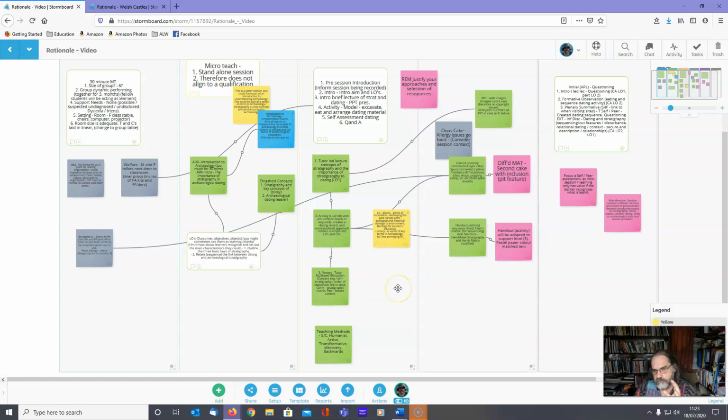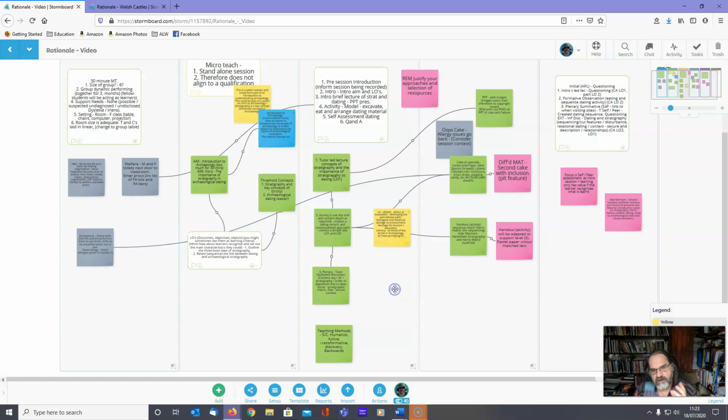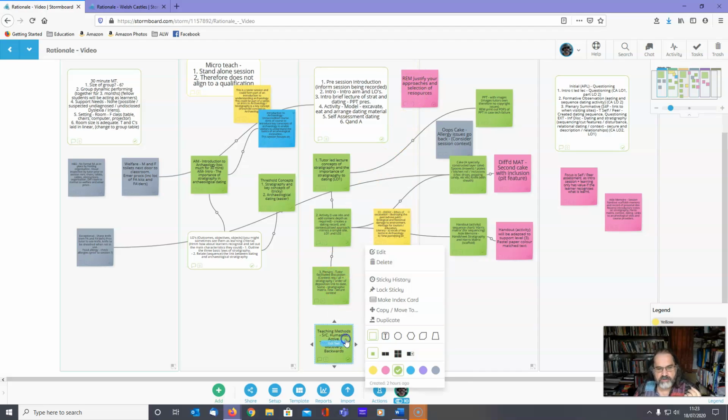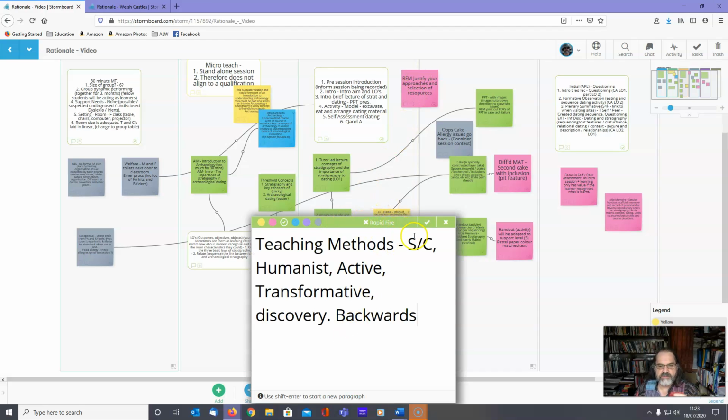Now then, we're now going to start justifying some of our approaches. So, I tend to favour teaching methods which are student-centred, humanist, or post-humanist, but we won't go there, active, and I also tend to think about learning as transformative. So that means you've got to have that transformative experience of doing it. And I haven't used backwards this time. It's one of my favourites. And discovery, well, one of Bruner's theories, which I quite like. So it's discovering the learning approach. Arguably, this constructivist type approach is discovery as well.